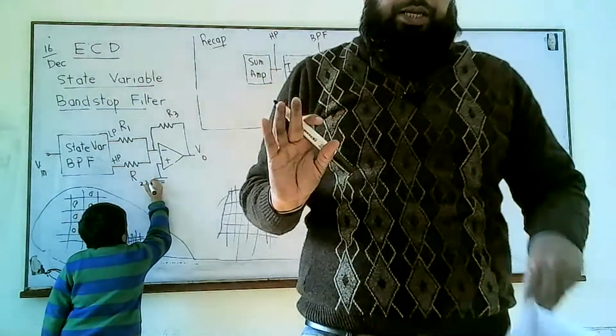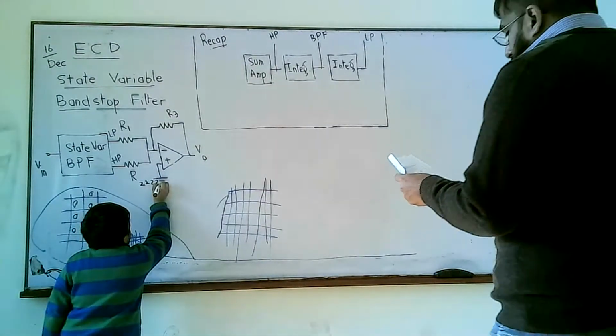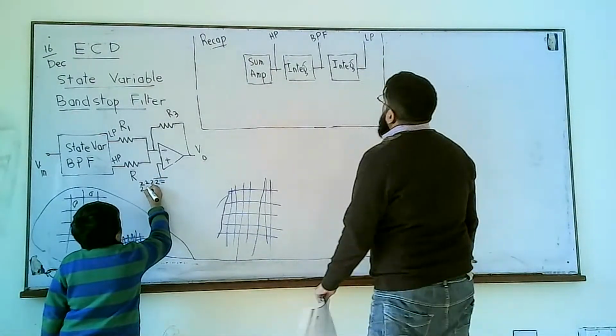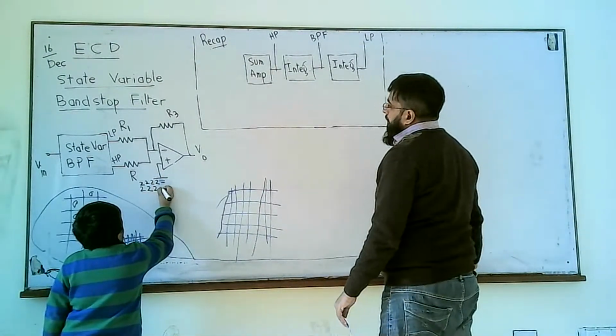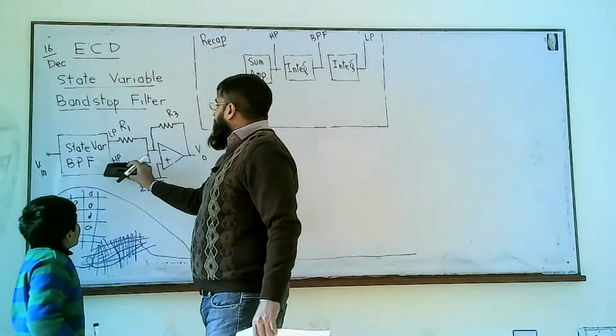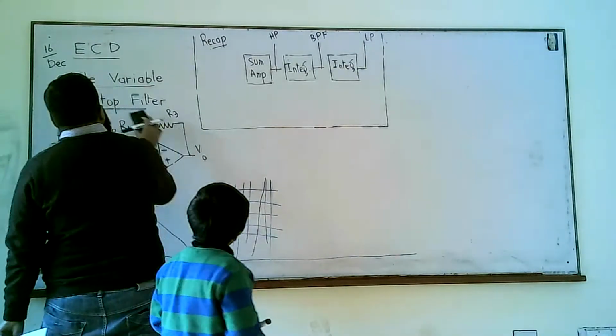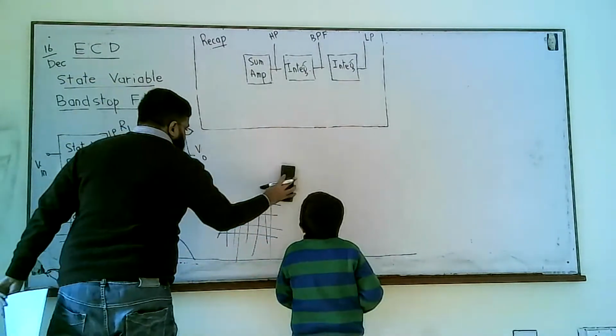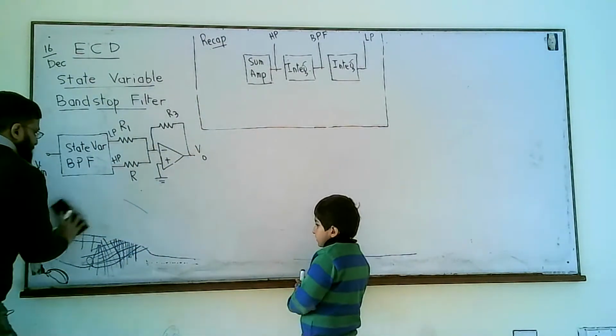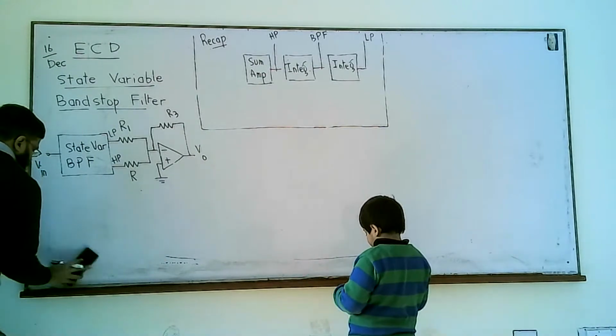So now we are going to draw a bigger circuit with 4 op amps. The first 3 will implement the state variable band pass filter, and if we add the fourth stage, that will implement this band stop filter. So let's now draw the whole circuit.